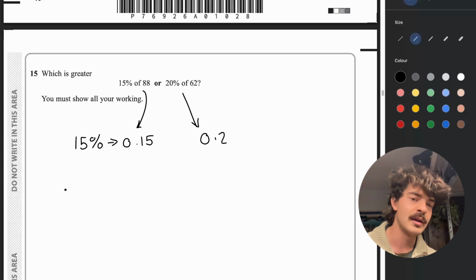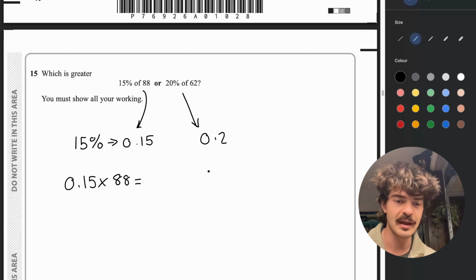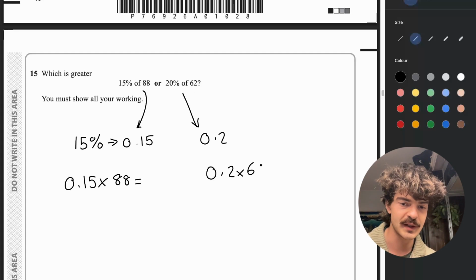Okay. Now, to figure out what the value is of both, we can just do 0.15 times by 88. That gives us a value. And over here, we can do 0.2 times by 62.